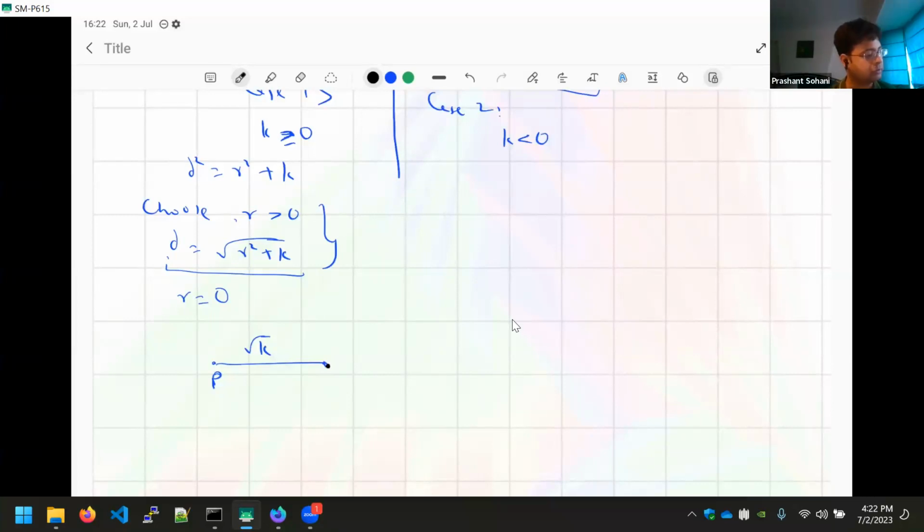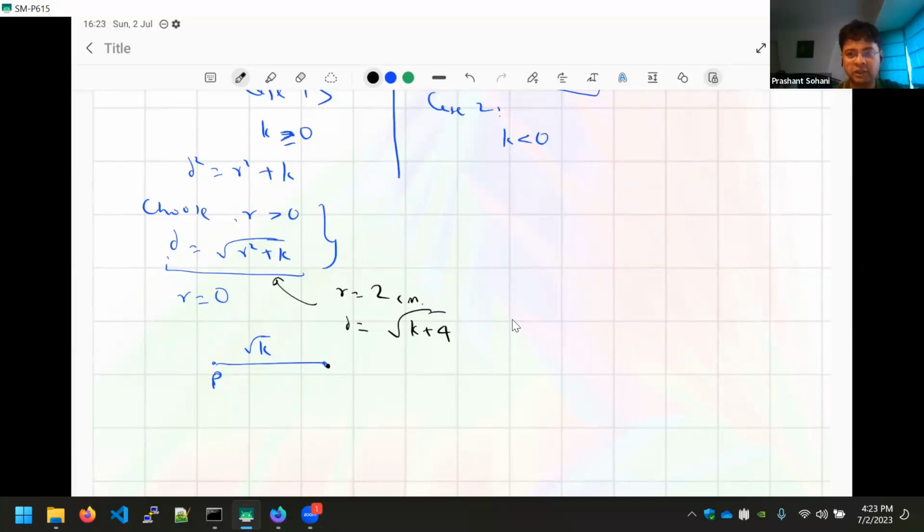Okay. But continuing now, suppose r is not 0, r is some positive value. So how can I draw such a circle? Suppose I give you the radius r, let's say r is equal to 2 centimeters. Then how will you construct this circle? From this equation, we can compute the distance, right? So if I put 2 over here, I'll get d is equal to root of k plus 4. So I know that the center of my circle has to be at a distance of root of k plus 4 from P.